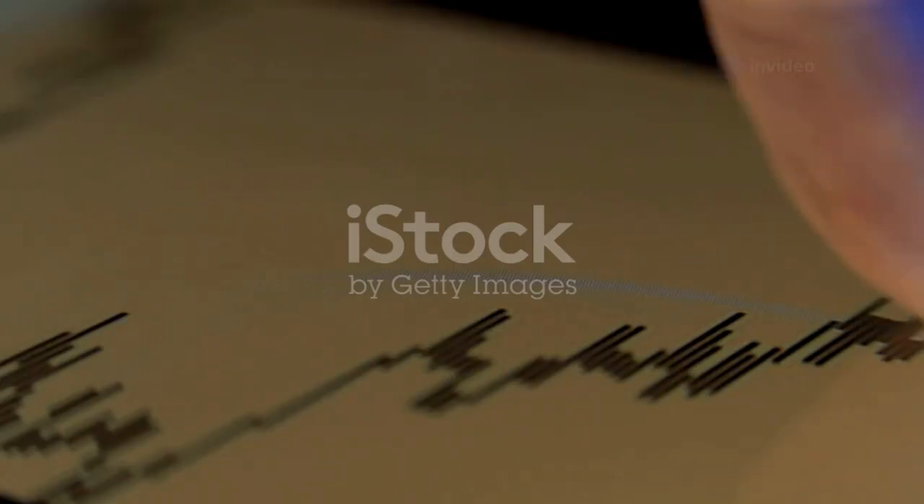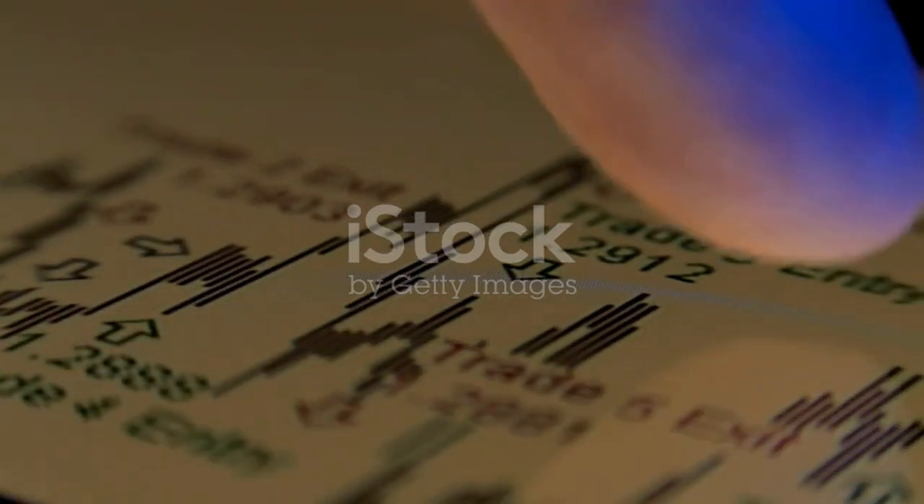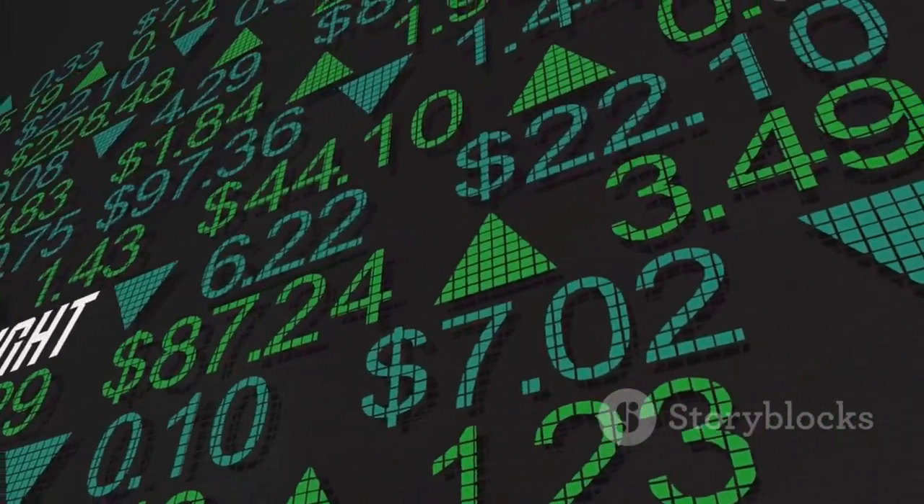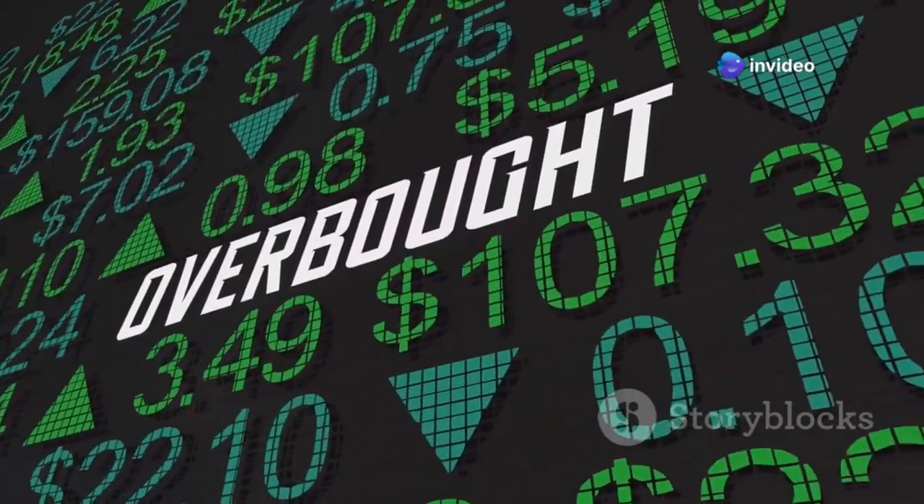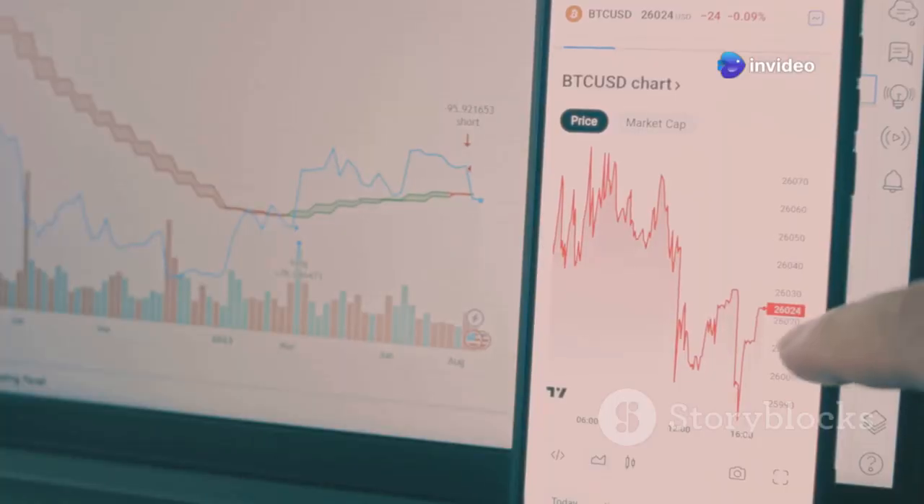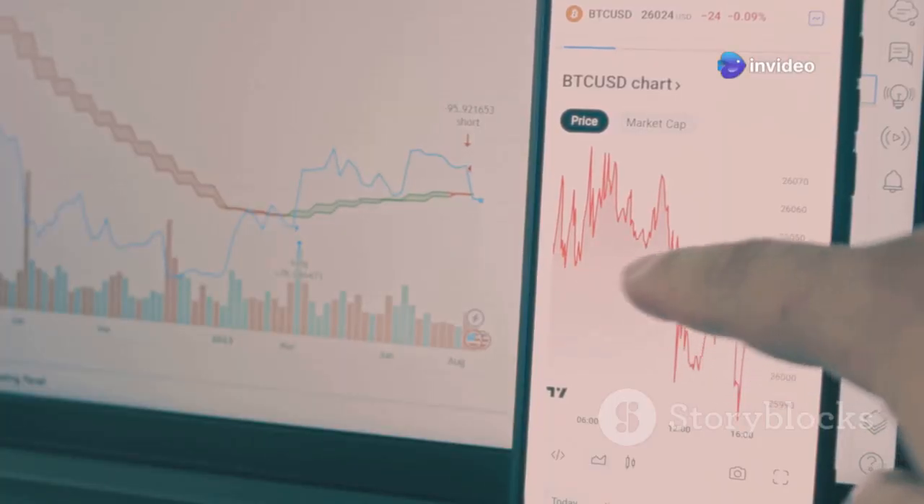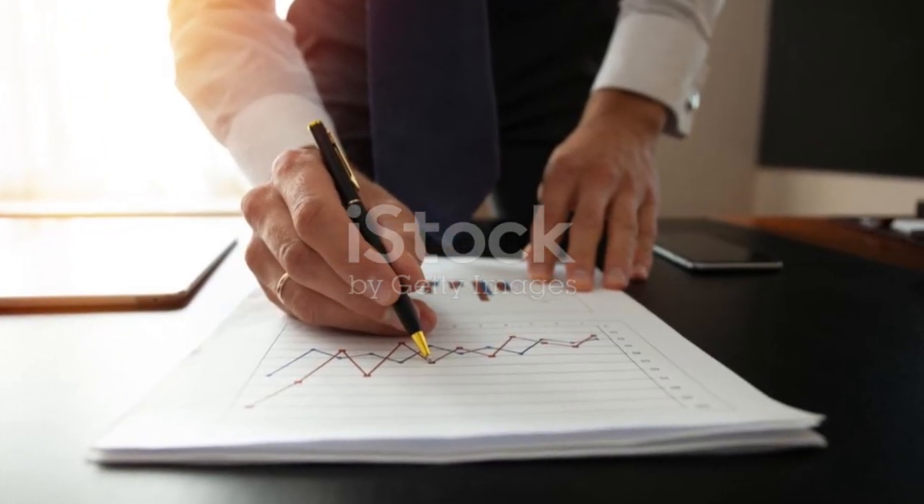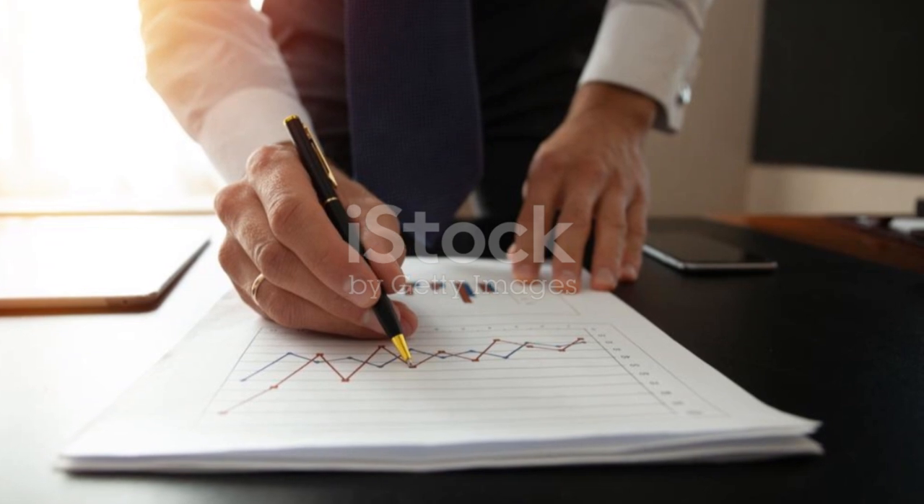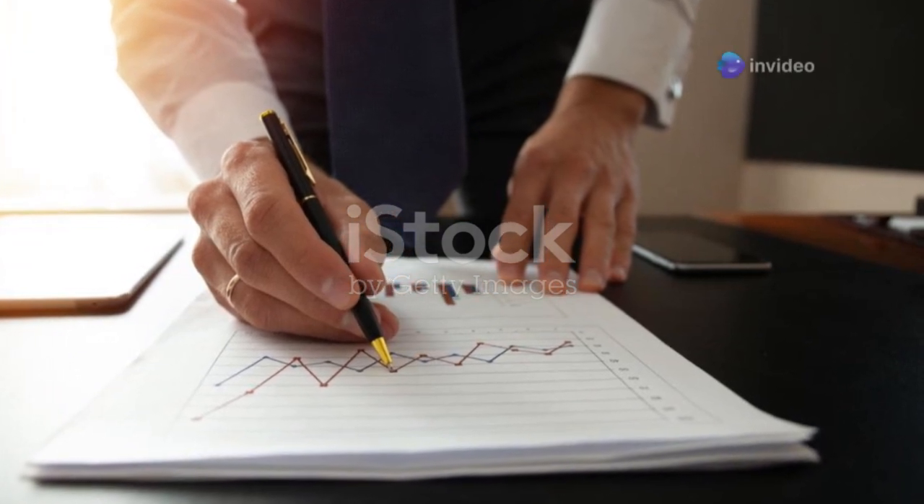Are the moving averages crossing over? This can indicate a change in trend. Is the RSI flashing red? This could mean the stock is overbought and might be due for a pullback. Is the price breaking out of a resistance level? This is often a bullish signal. These are all clues that can help you make more informed trading decisions. By understanding these elements, you'll be better equipped to navigate the stock market.